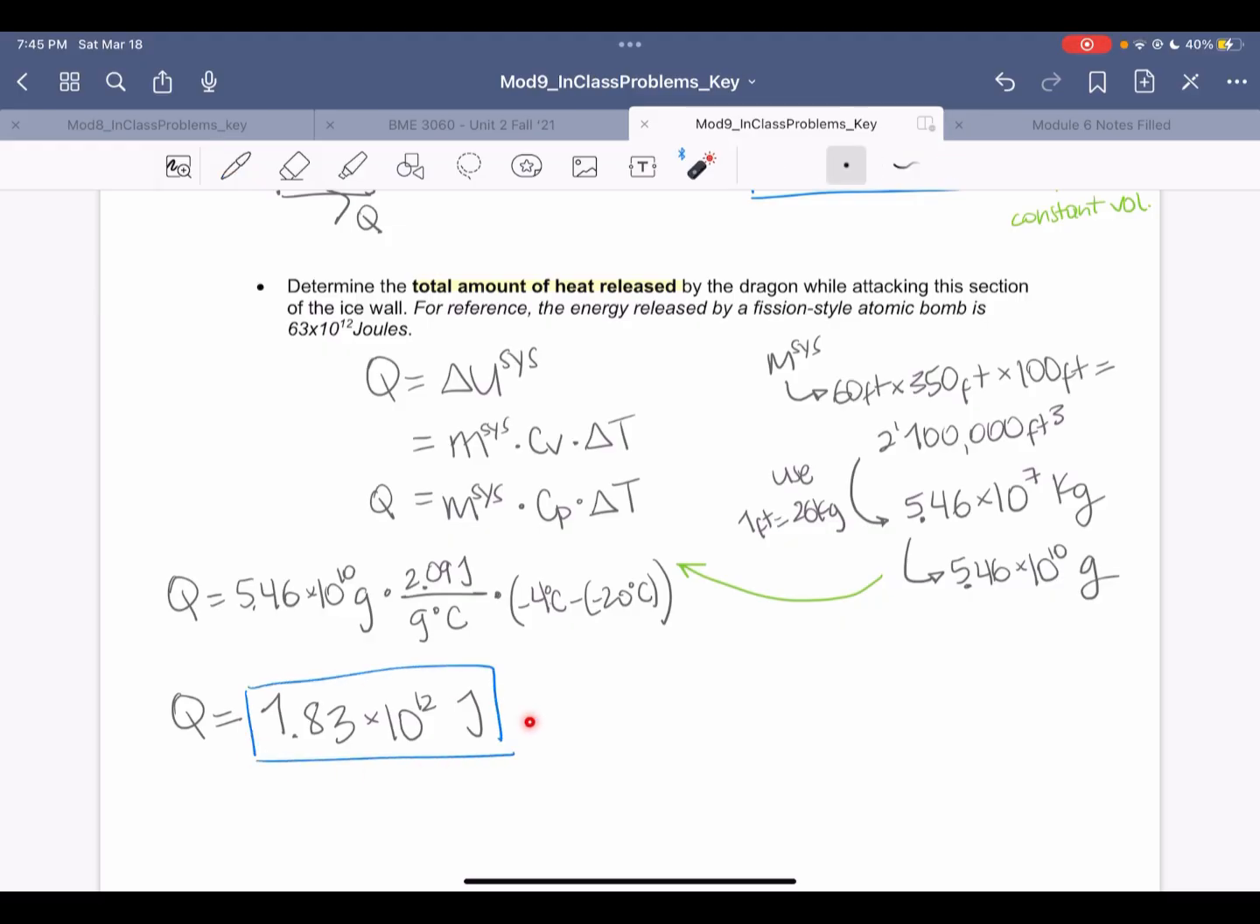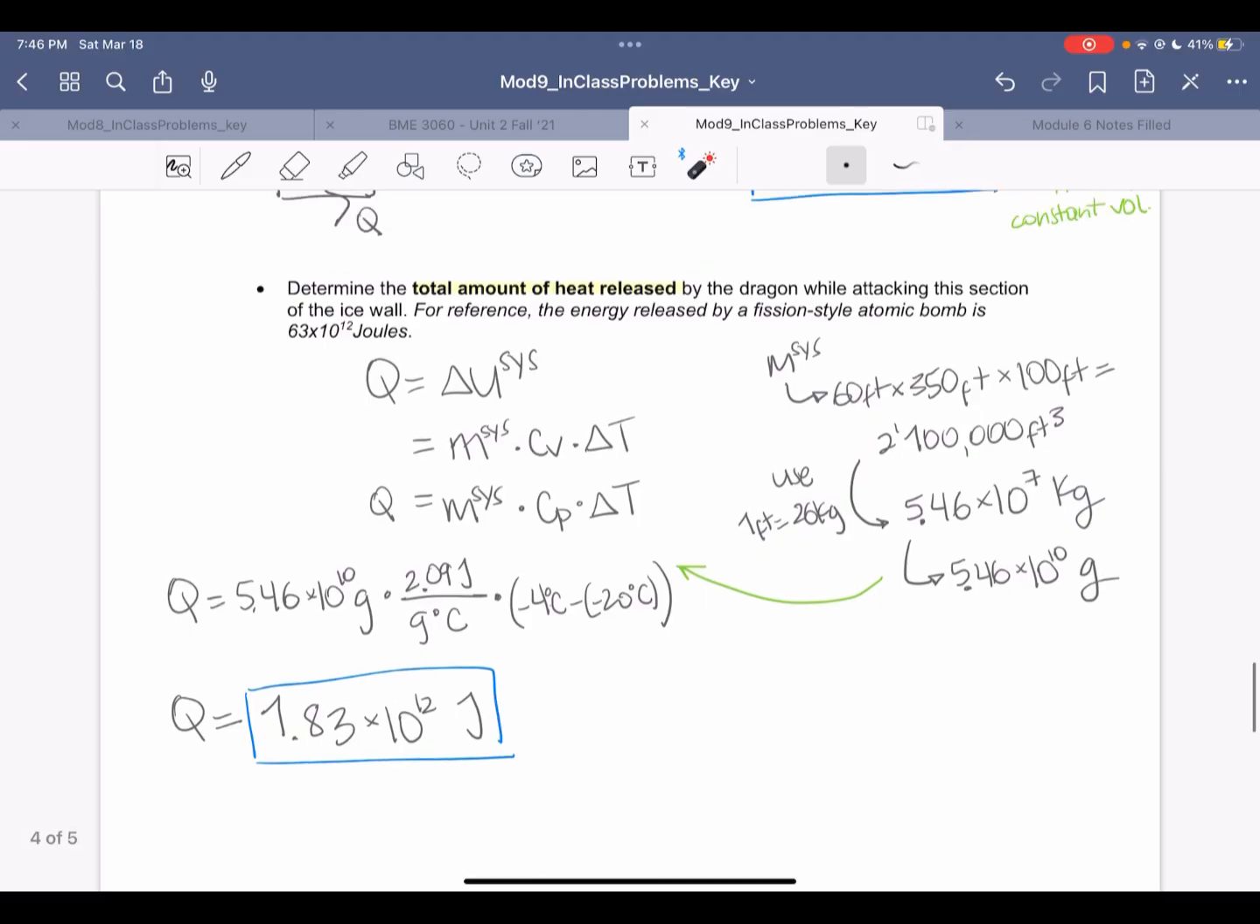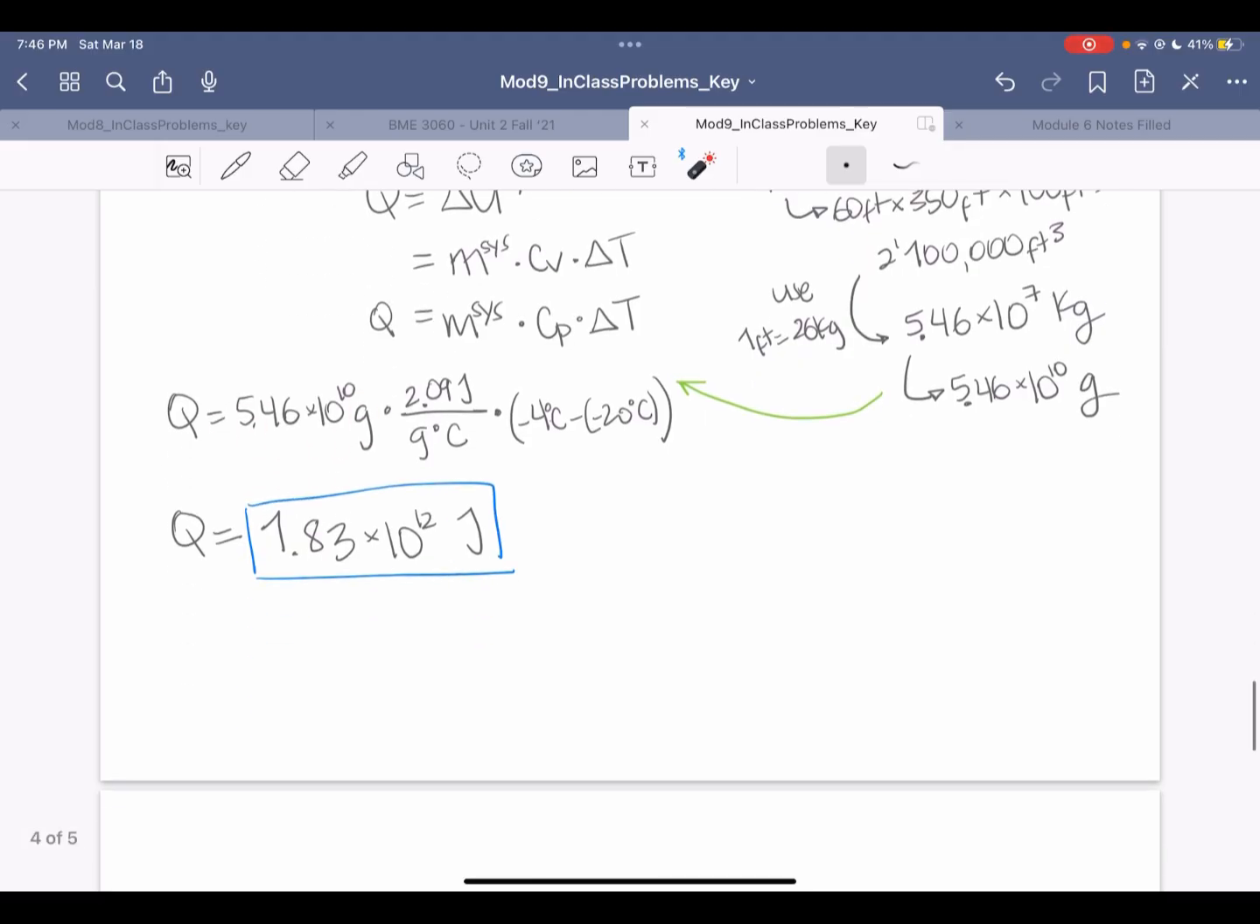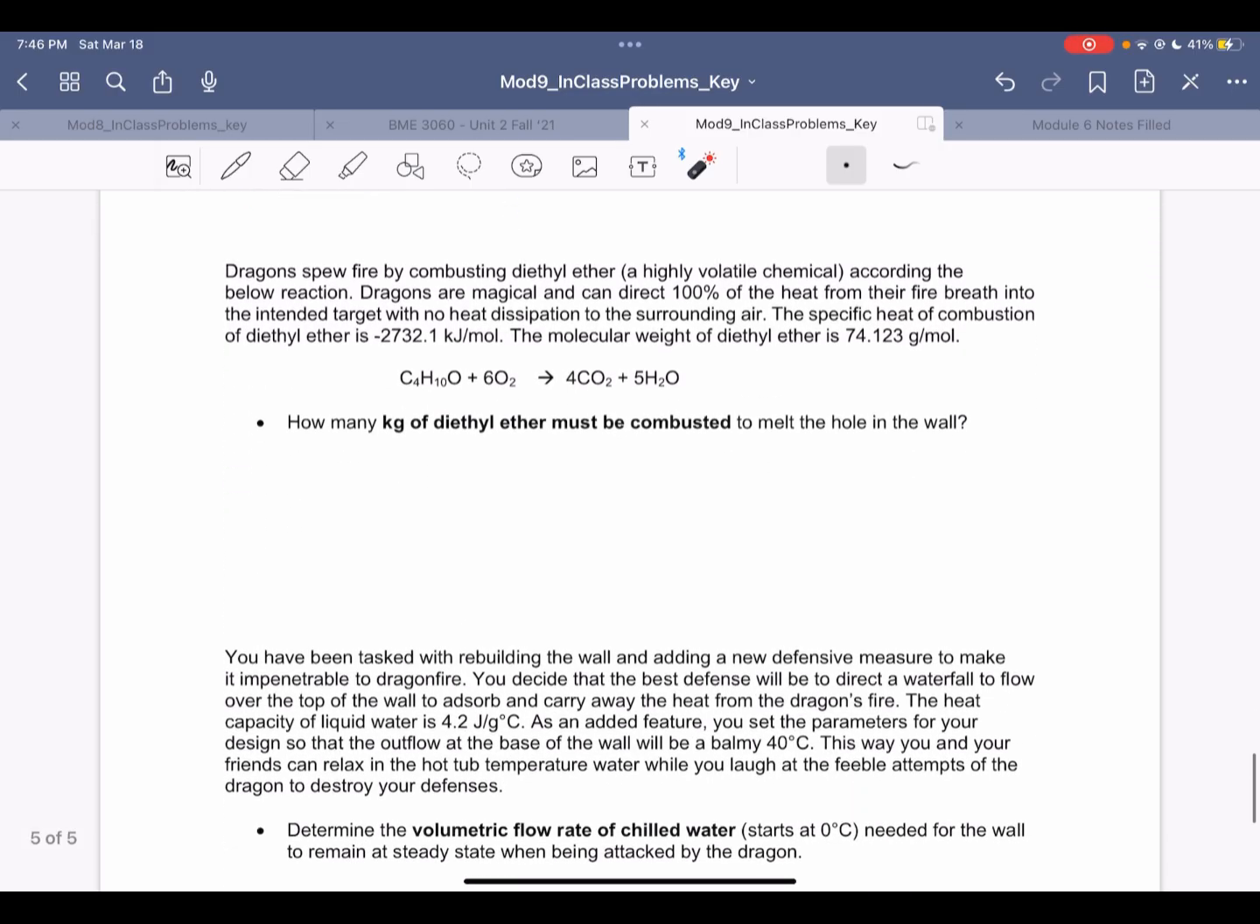Which is a ton of energy, because it really is almost, at least in the same order of magnitude as the energy released by a fission-style atomic bomb. So that is a ton of energy that dragon is releasing against that wall. And it's amazing that it didn't melt, probably because it was so thick, so there was so much mass. Okay, so now let's move on to the next part.